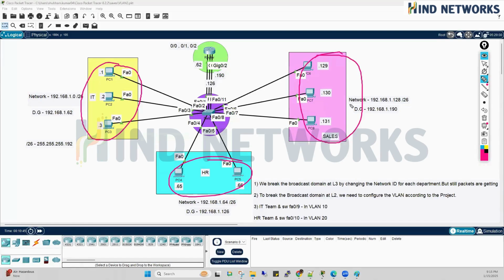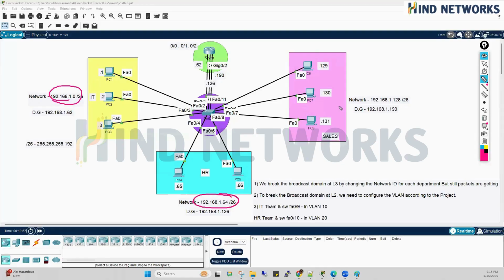So right now, how many departments are there? Three different departments. The IT department is using the network ID 192.168.1.0. HR is using 192.168.1.64, and the sales department is using 192.168.1.128. Fine. So these are the three different departments, and these are also three different network IDs. If you have knowledge about subnetting, you can calculate it. So these are three different networks.